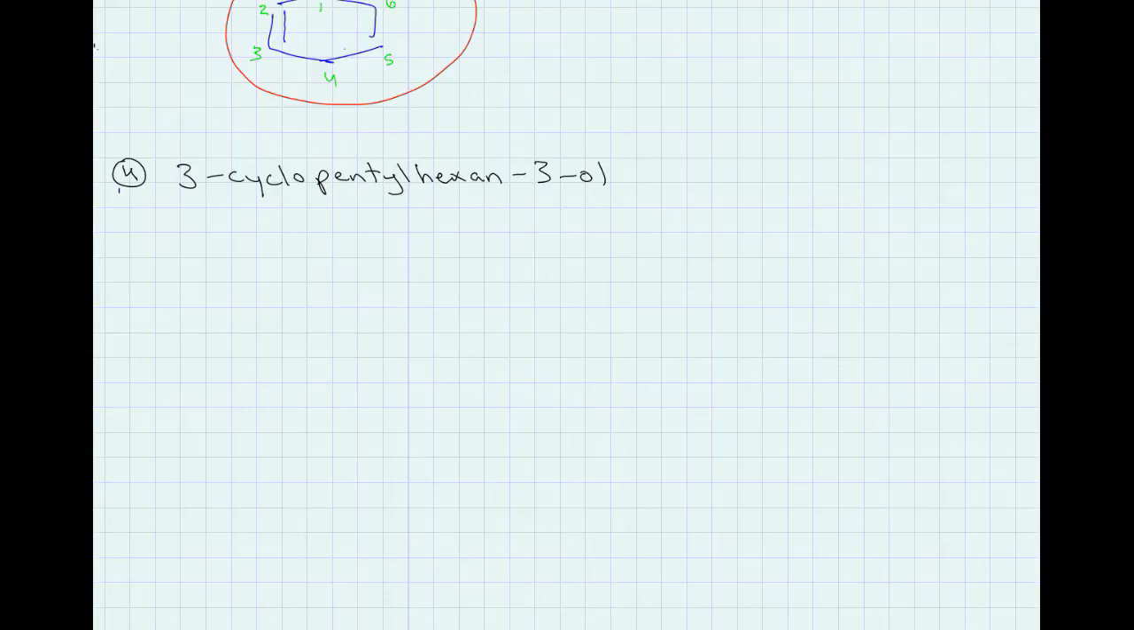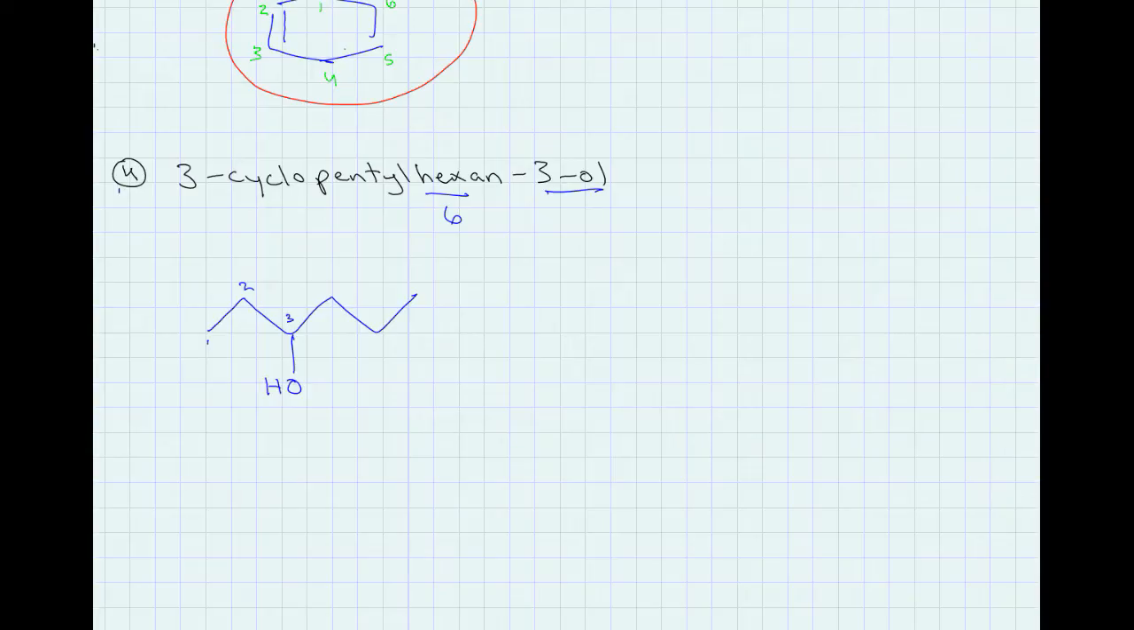Again, hex indicates that we are dealing with 6 carbons, but it's in a chain. It's not cyclohex, it's hex, so it's a straight chain. So let's draw 6 carbons: 1, 2, 3, 4, 5, 6. With 3-ol, we know we have our hexane, so carbon 1, 2, 3. We're going to have our hydroxyl group over here.